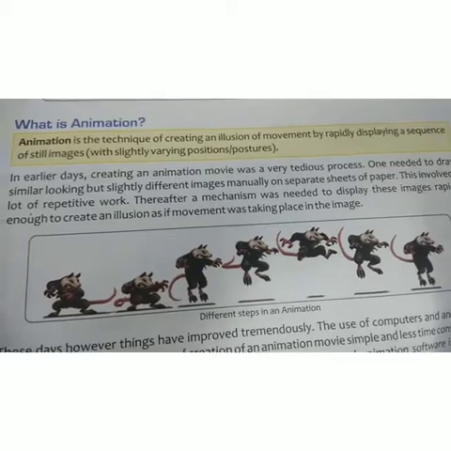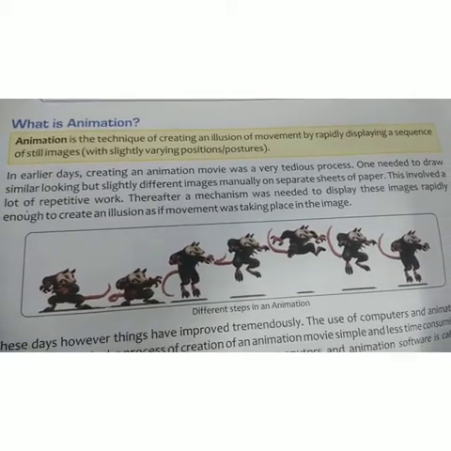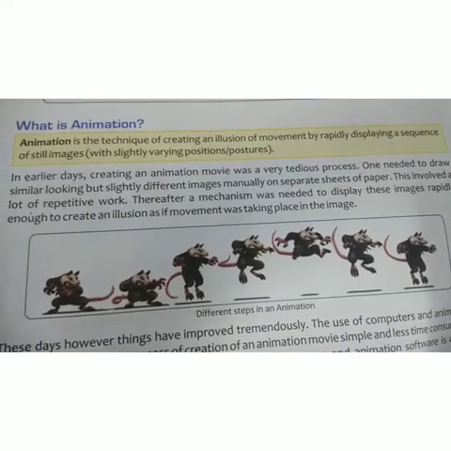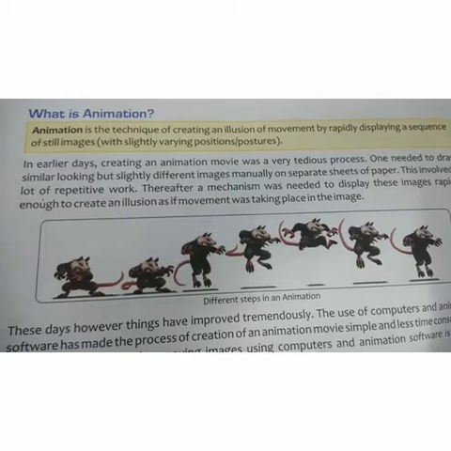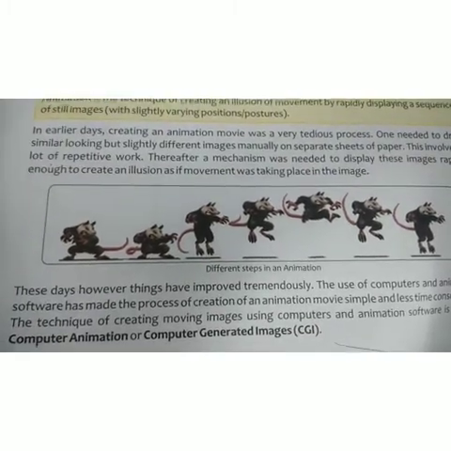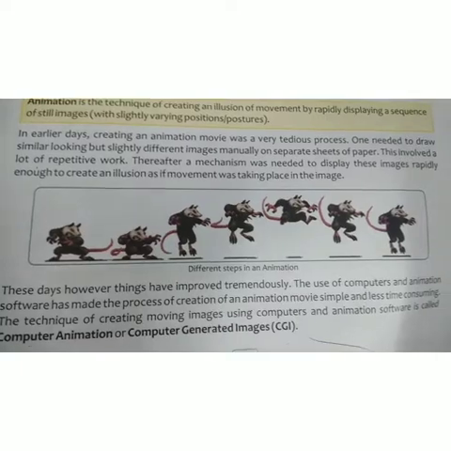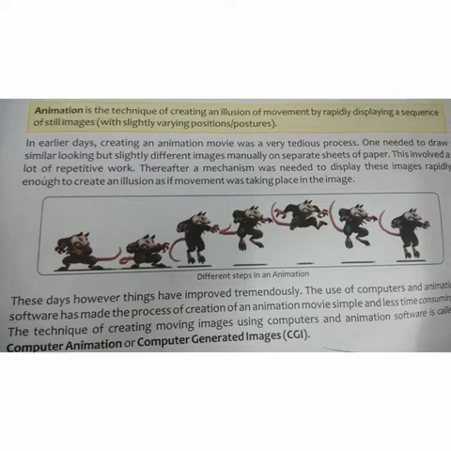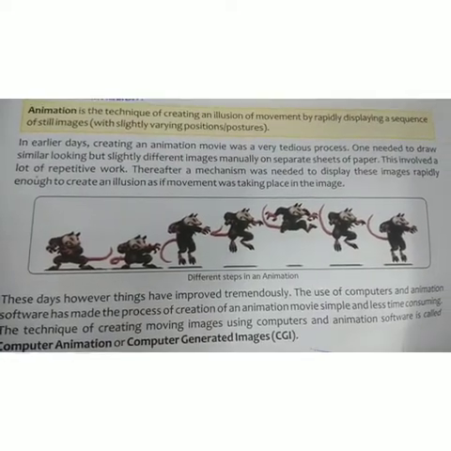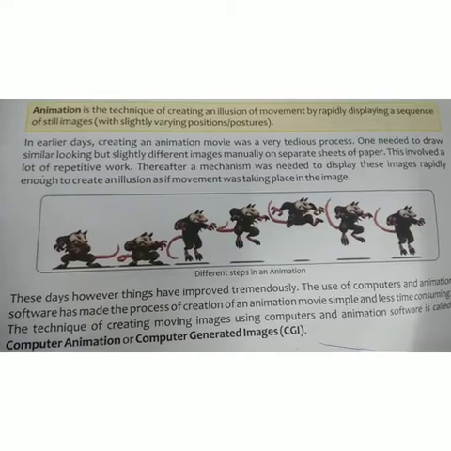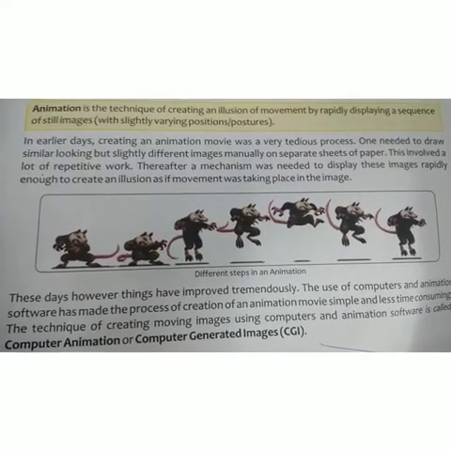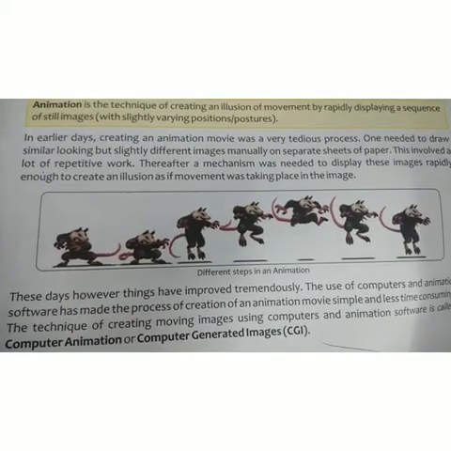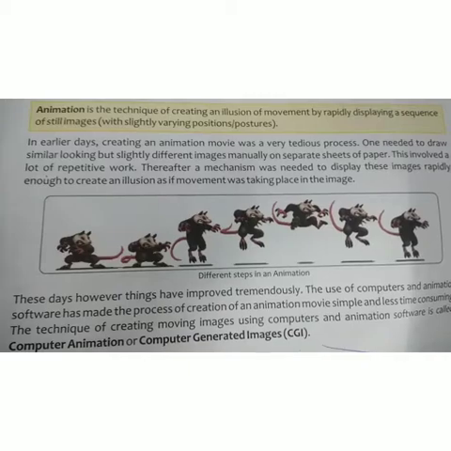Then thereafter a mechanism was needed to display these images rapidly enough to create an illusion as if movement was taking place in the image. So you can see the different steps in an animation. These days, however, things have improved tremendously. The use of computers and animation software has made the creation of an animation movie so simple and less time consuming. The technique of creating moving images using computers and animation software is called computer animation or computer generated images, known as CGI.